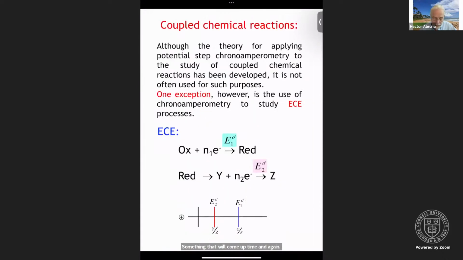What about coupled chemical reactions? It says here, although the theory for applying potential step chronoamperometry to coupled chemical reactions has been developed, it is not used often for such purposes. The reason is that there are easier ways to do that. We just saw RDE, and when we talk about cyclic voltammetry, we will do that as well. There is one exception.